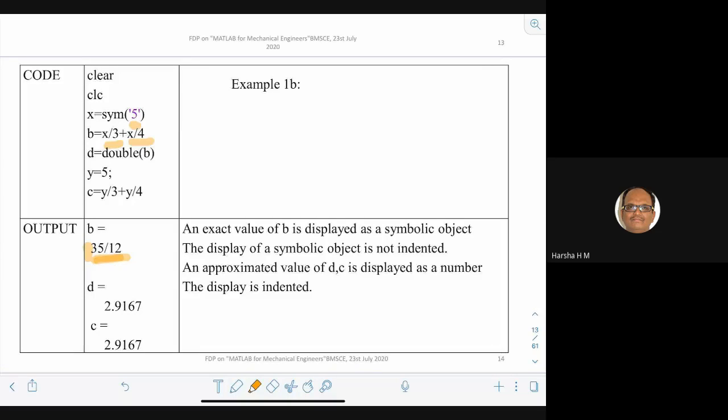It's a symbol. Whereas, when you say double of B, that means you would like to evaluate this value because you assigned X is equal to the number 5, then you will see the output as 2.917. So D is equal to double of B will give you this value of 2.9167. But if you have done it without the symbolic definition, by saying Y is equal to 5 and typing the same analogous equation, C is equal to Y by 3 plus Y by 4, you would have got the output as 2.916. Here you can see it is indented. Some gap is coming into picture, whereas here there is no gap. This B is a symbol.